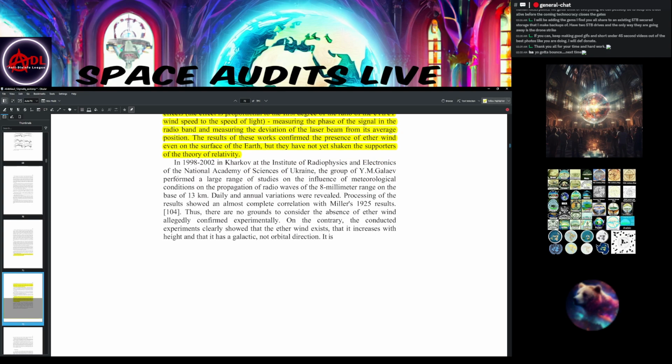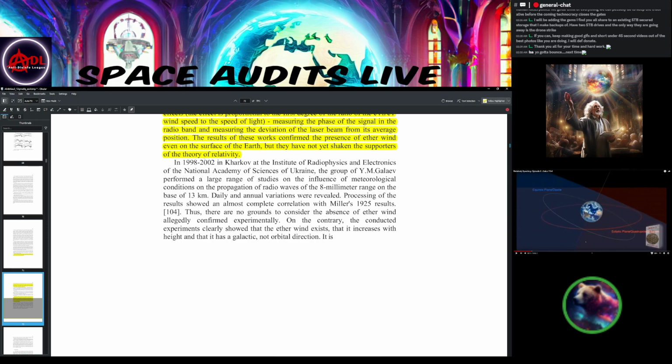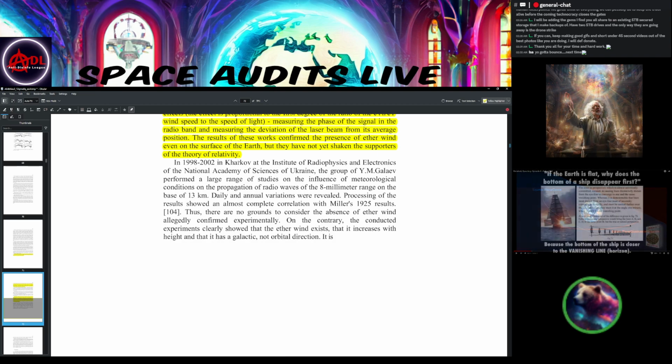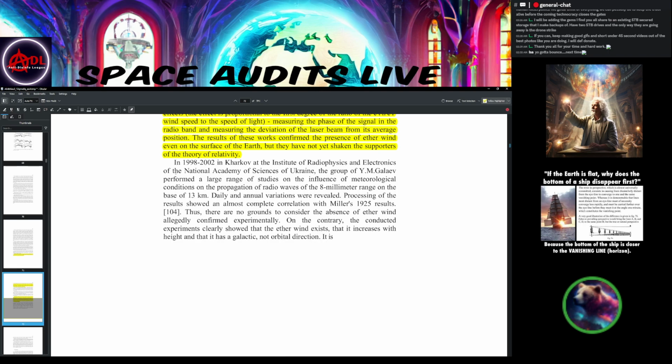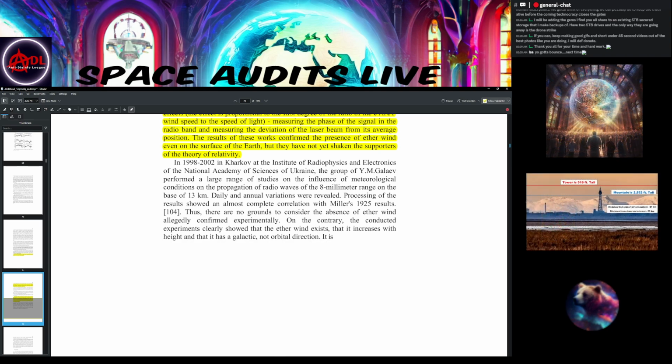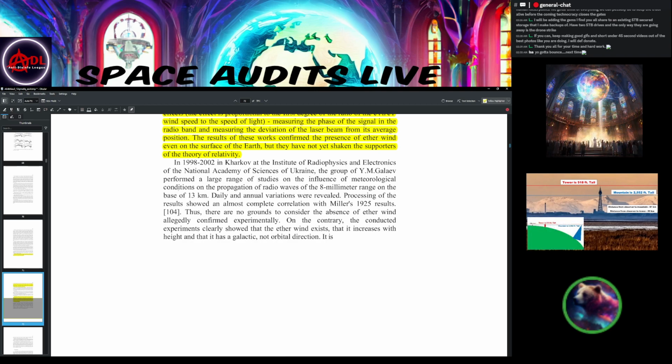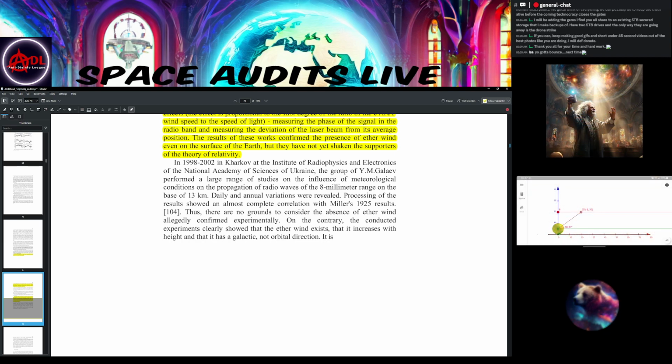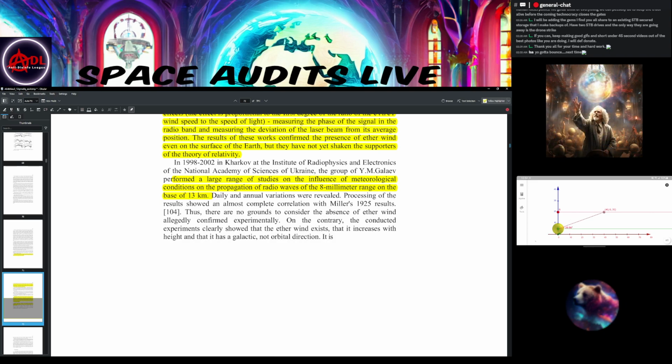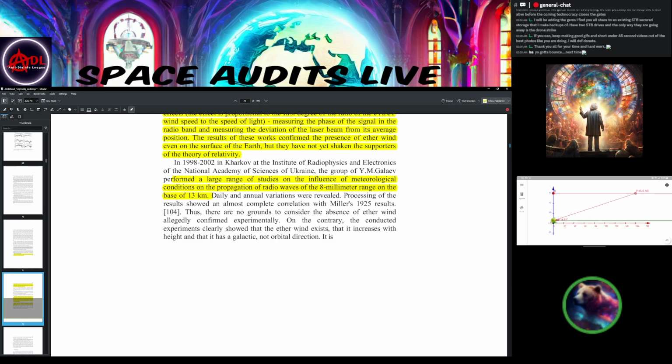Fact. In 1998 and 2002, in Kharkov at the Institute of Radiophysics and Electronics in the Academy of Sciences of Ukraine, the group of Yuri M. Galaev performed a large range of studies of the influence of meteorological conditions on the propagation of radio waves of the 8 millimeter range at a base of 13 kilometers. Daily and annual variations were revealed. Processing of the results showed an almost complete correlation with Miller's 1925 results.